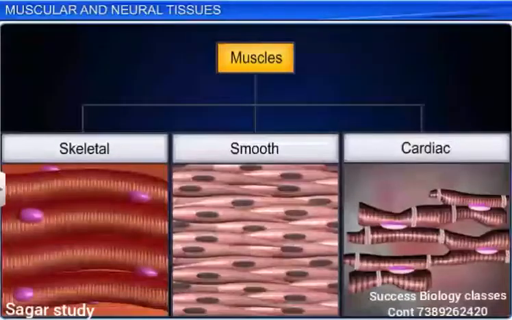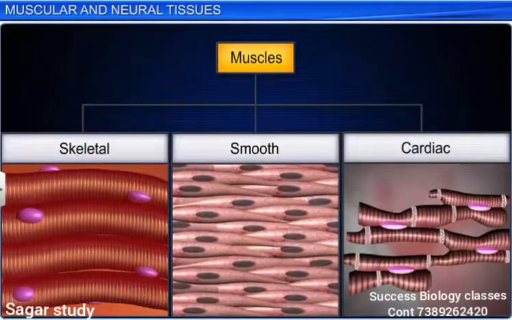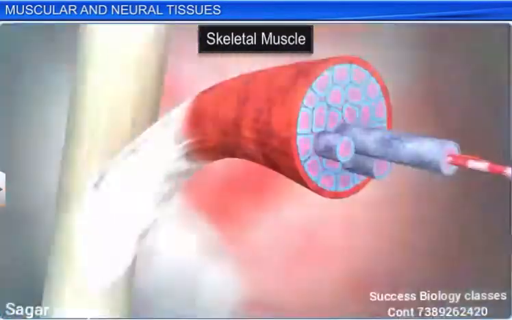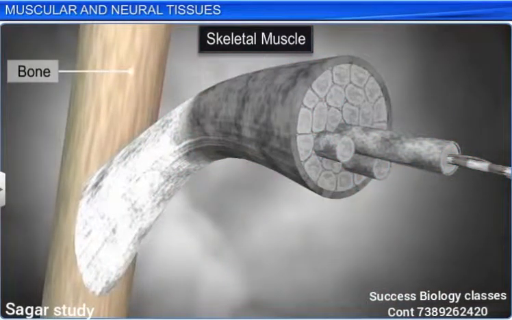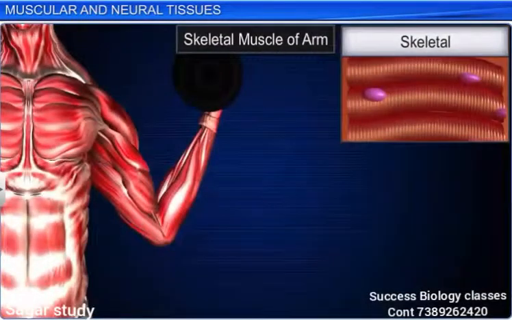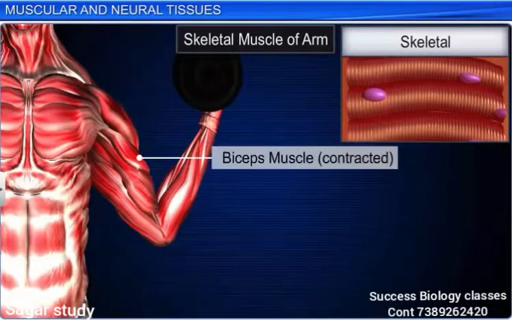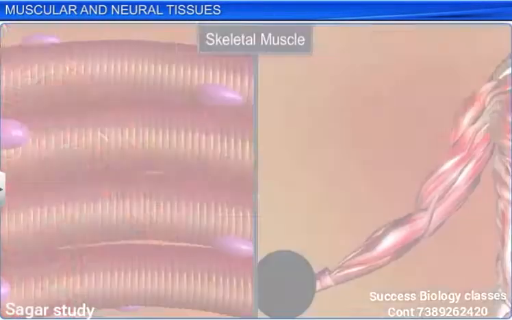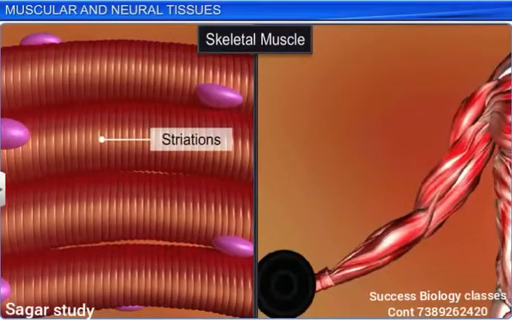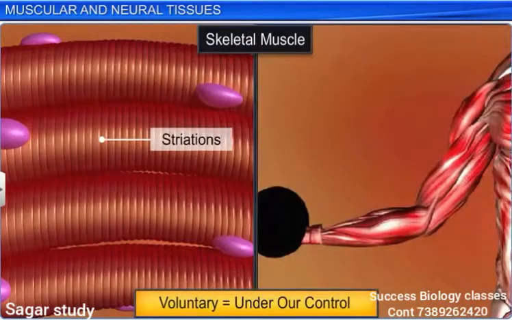There are three types of muscles, namely skeletal, smooth, and cardiac. Skeletal muscle tissues are attached to bones. An example of such tissue is muscles of the arms, including the biceps and triceps. These muscles are striated or striped and are also referred to as voluntary muscles, as they are under the control of one's will.